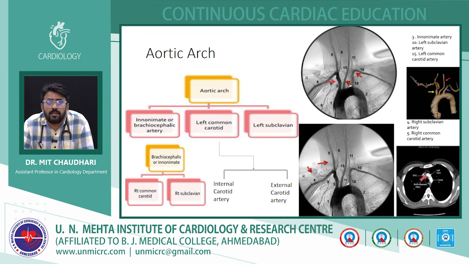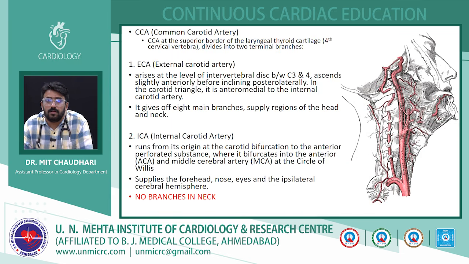So the anatomy, as you all know, is that the aortic arch has three branches: the right brachiocephalic artery, the left common carotid artery, which directly arises from the aortic arch, and the left subclavian artery. From the right brachiocephalic artery there are two more branches, the right common carotid and right subclavian. There could be some variations that we will discuss ahead in the presentation, and these are the aortograms showing the three branches of the aortic arch.